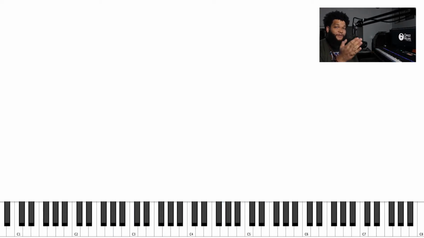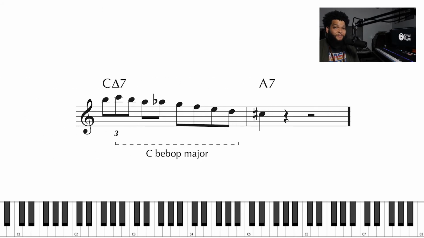First, let's look at how we connect from the 1 to the dominant 6, which is the same as our 1 to our 5 of 2. So once again, we used a C major bebop scale, starting on the major 7, and then landed on the 3rd of A7.